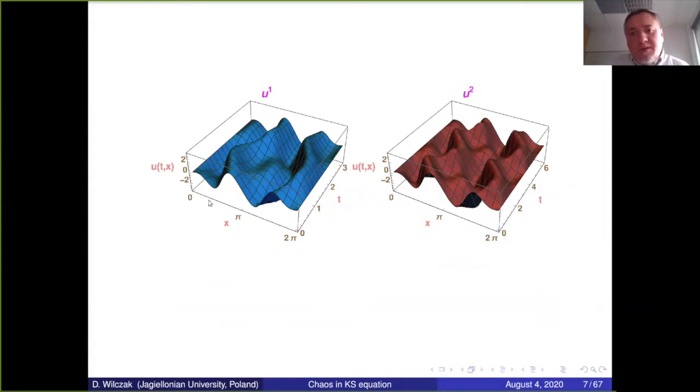So we see that here is the 2 pi domain, and here is the period of the orbit, which is actually very close to pi. And this is the period 2 orbit, so we see that this is double the period, up to 6 something. Okay, so we see the evolution in time of the profile of those two solutions.